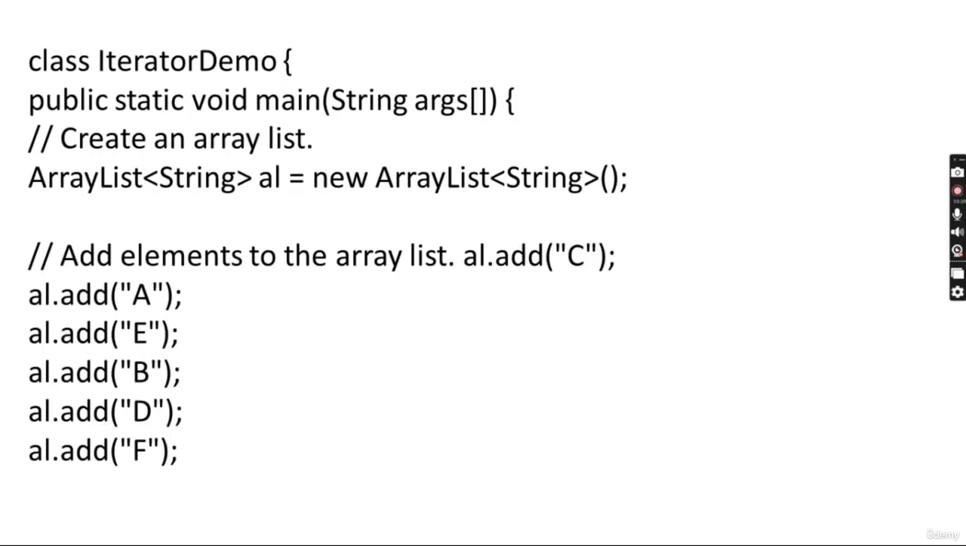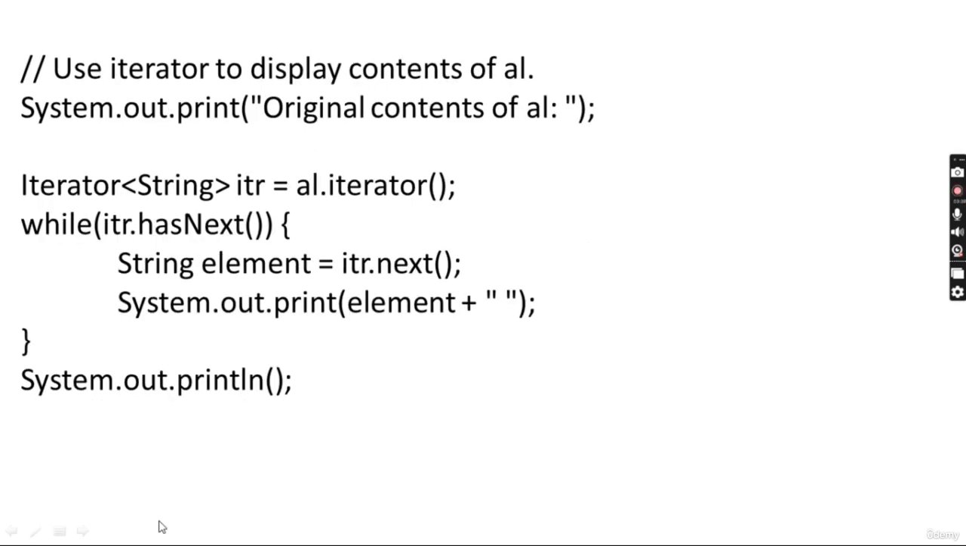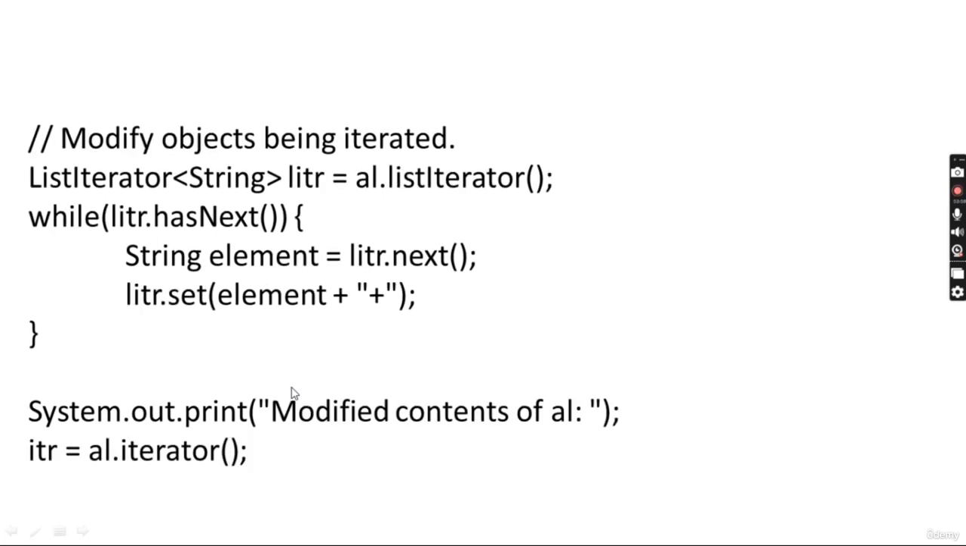An ArrayList is created of type String, and C, A, E, B, D, F are added. Now I will use the iterator. Original contents are iterated using the Iterator interface. An Iterator object is created with al.iterator(). While iterator.hasNext(), String element = iterator.next(), and the element is displayed. Then next is a new line.